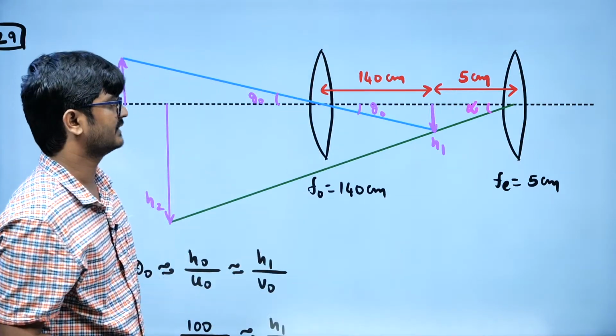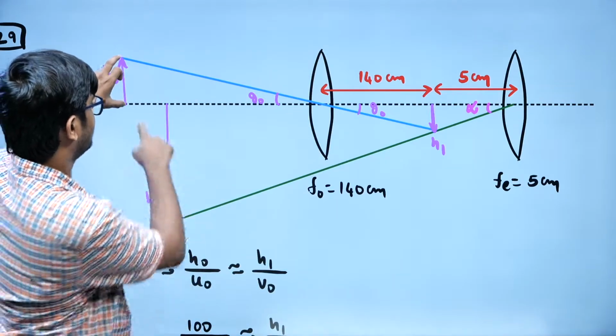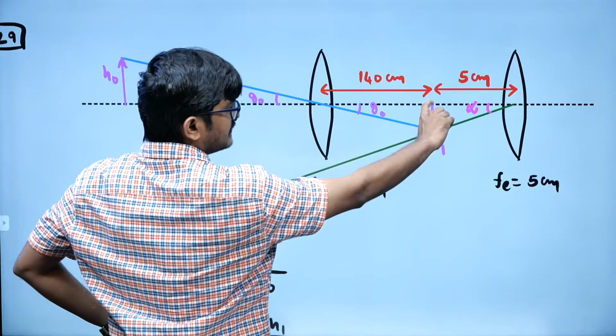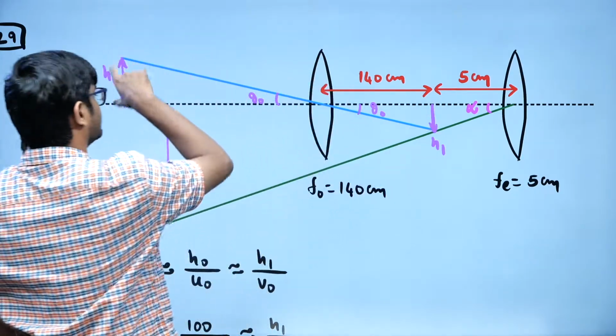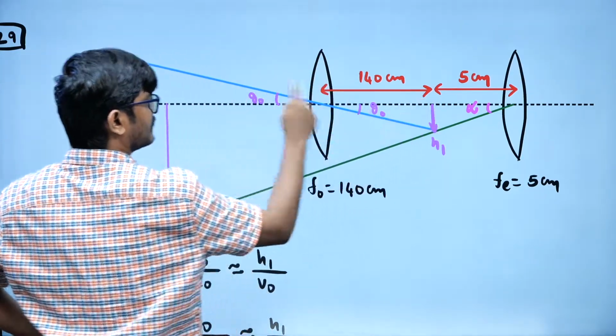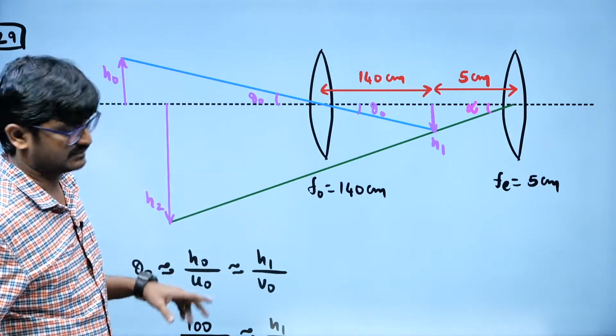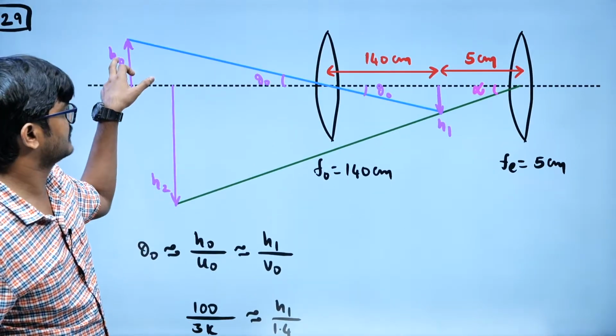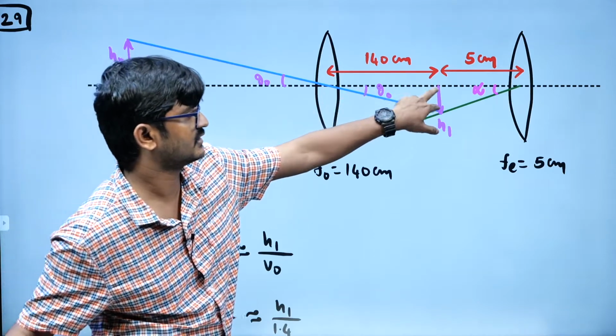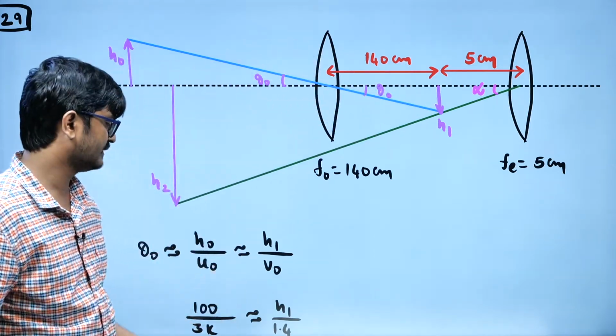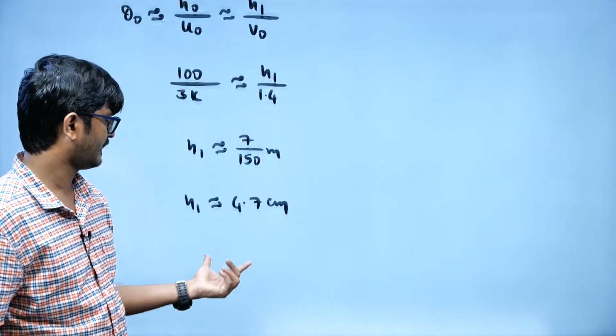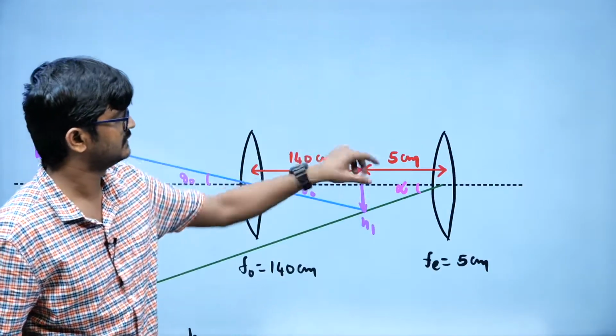So 145 centimeter. Now they have given this distance and they have given this distance. They asked what is this length. They have given this length and they have given this length. They asked this length. So either you can go with similar triangles, or I can say theta naught is almost equal to this length by this length. So when you do it, you will be getting the image formed because of the objective lens, right?